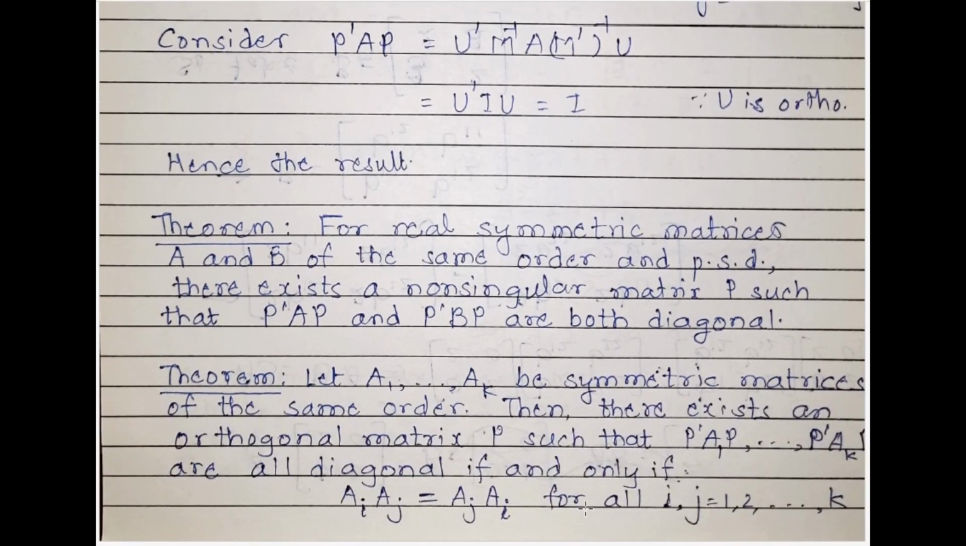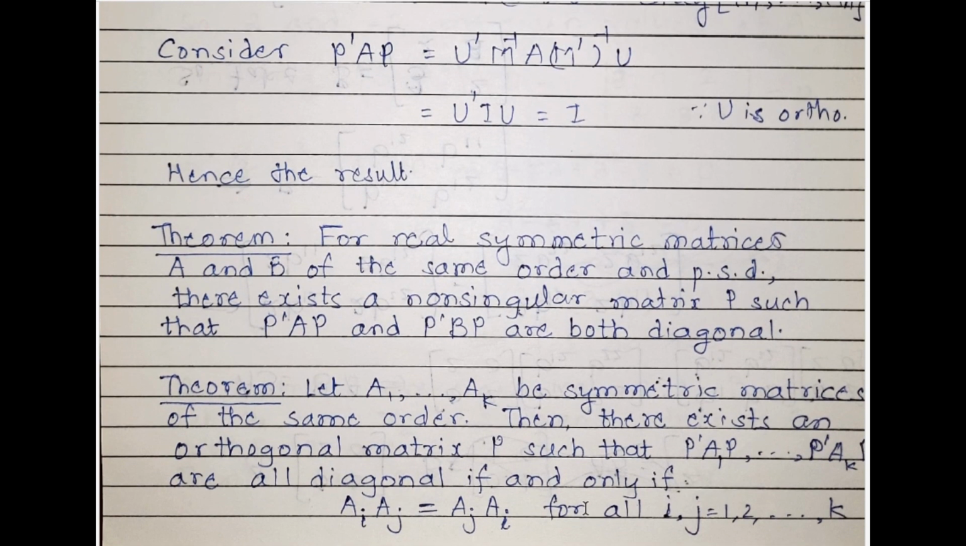So suppose A1 to AK are symmetric matrices of the same order. Then there exists an orthogonal matrix P such that P prime A1P, P prime A2P, up to P prime AKP are all diagonal. Now when can we get this? These are all diagonal matrices if and only if any two of the matrices from this set A1 to AK commute. So AiAj equals AjAi for any i and j in 1 to K. So let us stop here.